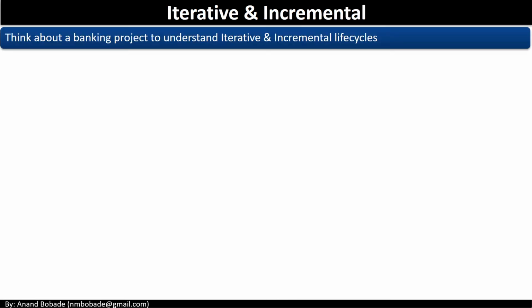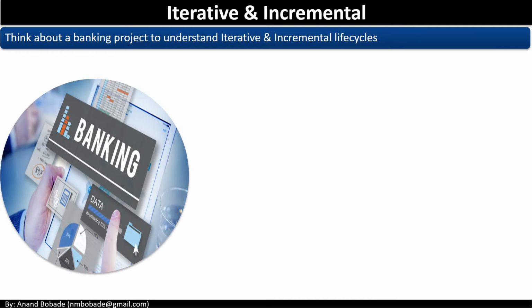Think about a banking project to understand the iterative and incremental life cycle. In this project, we need to manage the bank's changing objectives and scope. Partial delivery may be beneficial and the high-level product vision is clear: the bank wants to improve customer experience and ease of business, ease of banking. The following business requirements are expected to be delivered.